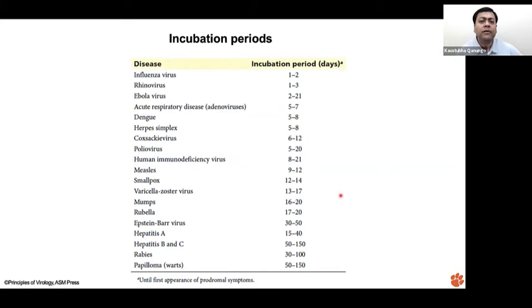All right, so first we are looking at the incubation period. You do not have to remember any of these, but it just shows, for example, influenza and rhinovirus have an incubation period of 1 to 2 days or 1 to 3 days.